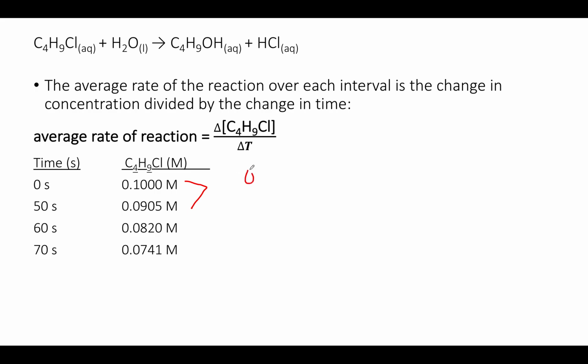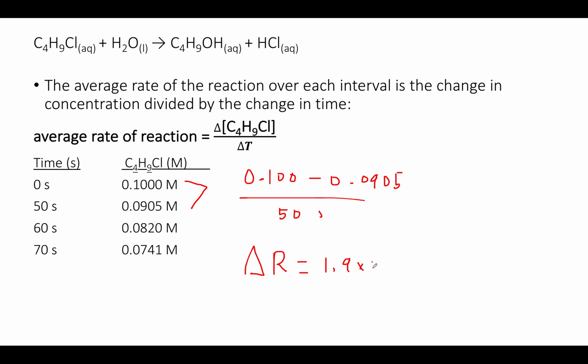So, if I wanted to calculate the average rate of reaction in this interval, I would take my initial concentration minus the final concentration, and I would divide it by the change in time over that interval. So the change in time is just 50 seconds. So we find that the average rate of the reaction would equal 1.9 times 10 to the negative fourth, and this unit, when you're looking at reaction rates, is in inverse seconds.